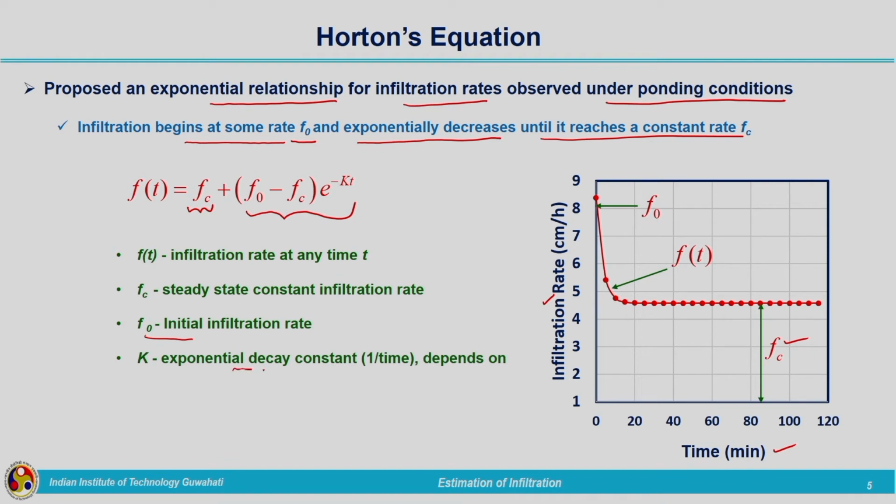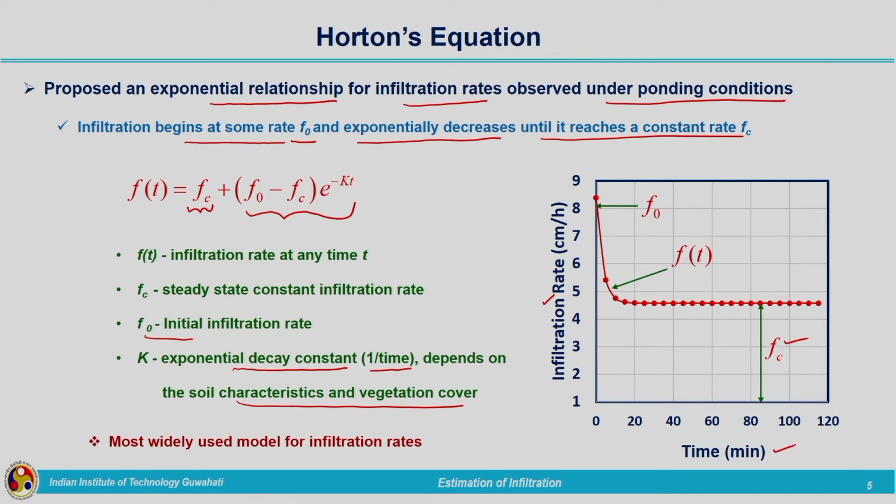And k is the exponential decay constant, which is having a unit of 1 by time. That is depending on the soil characteristics and vegetation cover, where the infiltration is taking place, in which soil the infiltration is taking place. This k value is depending on those properties. This is a most widely used equation for calculating infiltration rates. So, here in this case, the advantage is that the limitation which we have seen in Kostiakov equation is not coming into picture, because here we are having an initial infiltration and also finally a steady state infiltration rate.